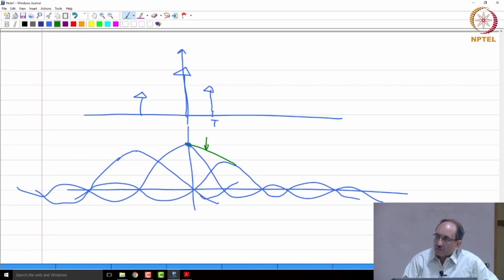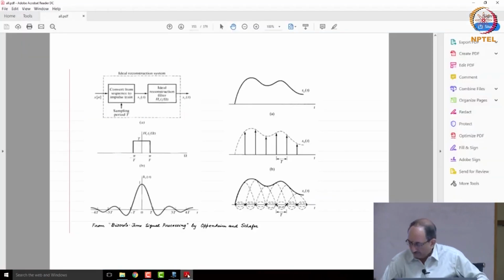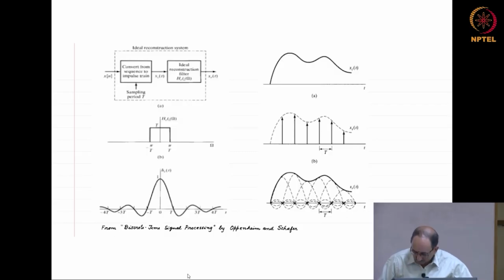At the sample points all the other sinc functions do not contribute to anything, the sample value comes out as it is. In between sampling points all the sinc functions add up together to give you the exact value without any loss of information. So this is the exact reconstruction, and here is the plot from Oppenheim.